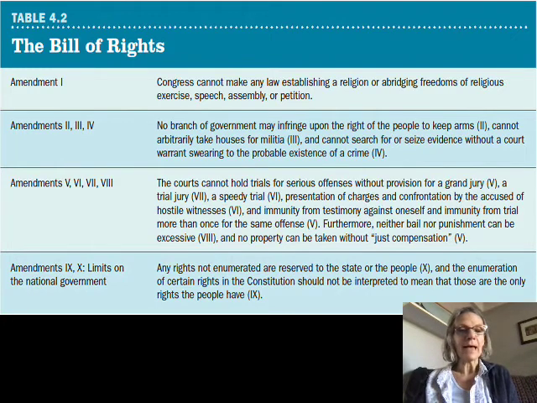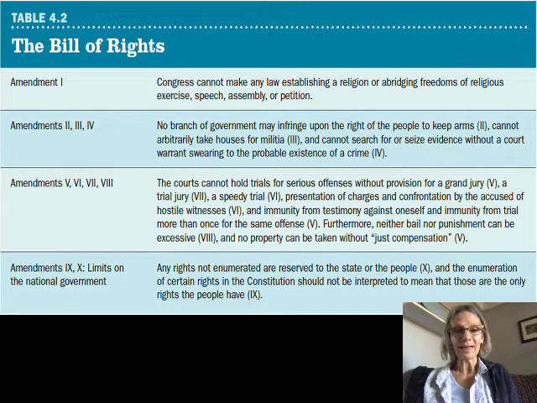The Ninth Amendment says that the enumeration of certain rights in the Constitution should not be interpreted to mean that those are the only rights the people have. And that's a paraphrasing of the Ninth Amendment. So basically, it's saying that just because we didn't write it down in the Bill of Rights doesn't mean that people don't have those rights.